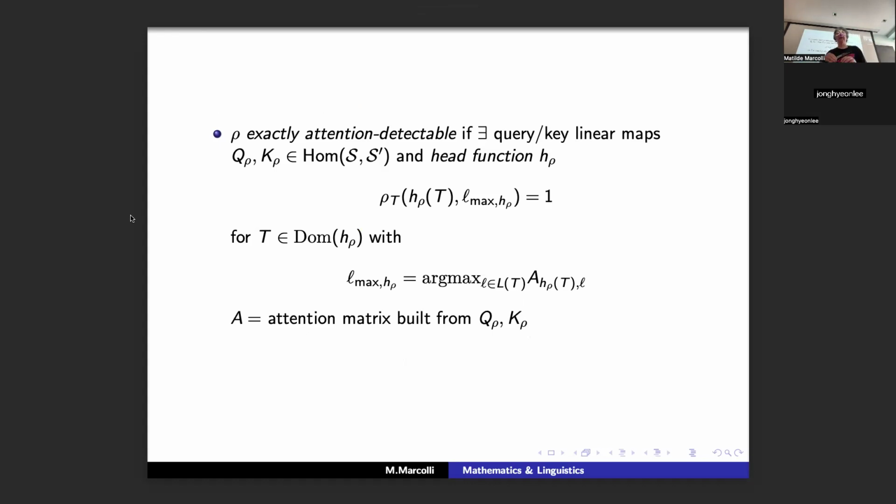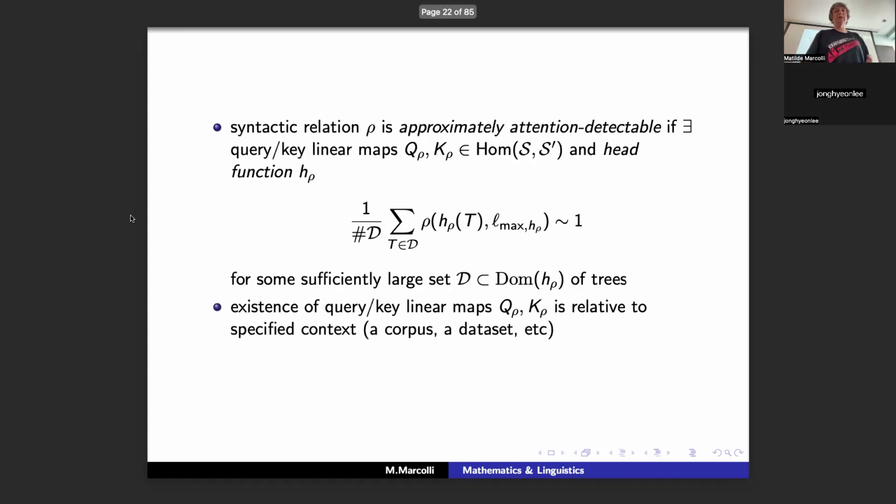I'm being imprecise here. I will actually come back to that more precisely a bit later, where it becomes important to consider several layers of attention module and not just a single one. So at the moment this is oversimplified, but it's just to describe the idea. So you can, for example, distinguish whether a certain kind of syntactic relation would be exactly detectable by these attention modules, whether it really correlates with what the attention is maximized, or more generally would be only statistically approximately attention detectable over a sufficiently large corpus in an average sense.